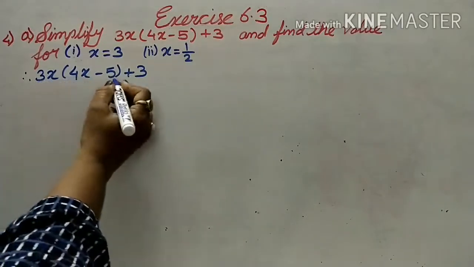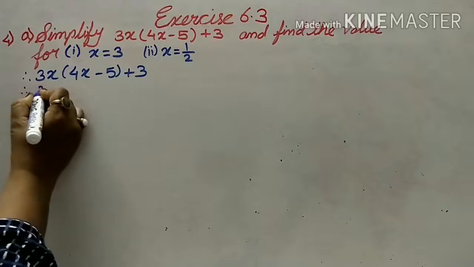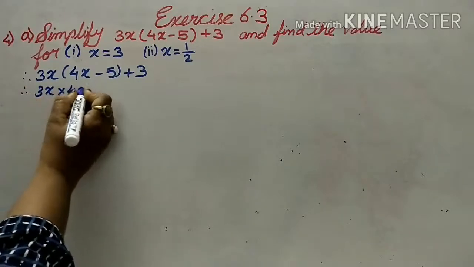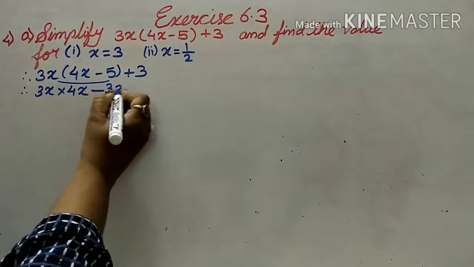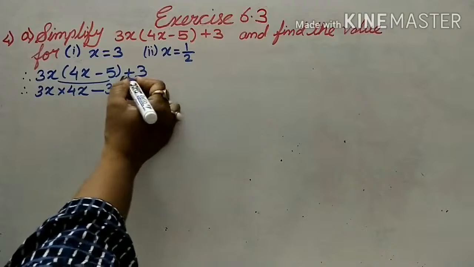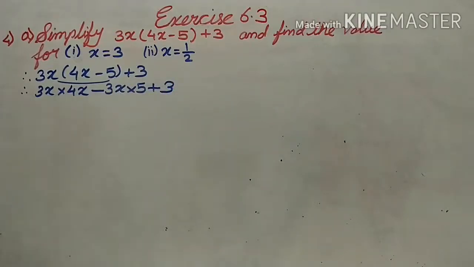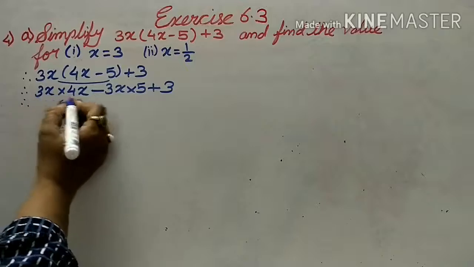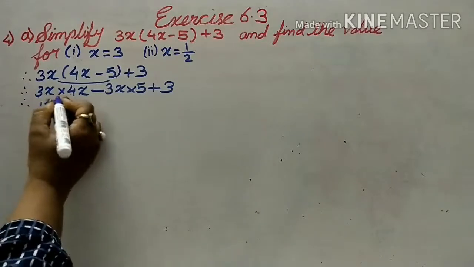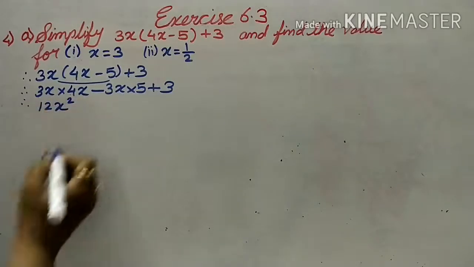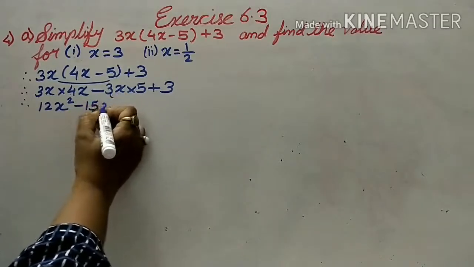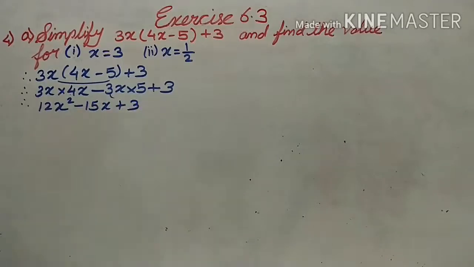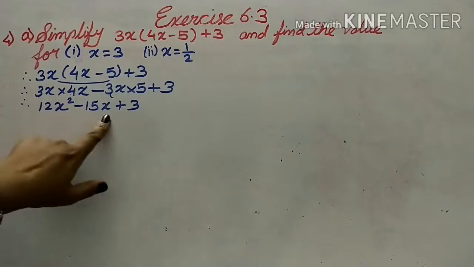3x we have to multiply to this whole bracket. Therefore, 3x into 4x. Now this minus sign. Now next 3x into 5. Now this plus 3 as it is we have to write. Therefore, now multiply 3 into 4. 3 4s are 12. x into x, x square. This minus sign. 3 5s are 15. x as it is plus 3. Here we got the expression. What is the expression? 12x square minus 15x plus 3.